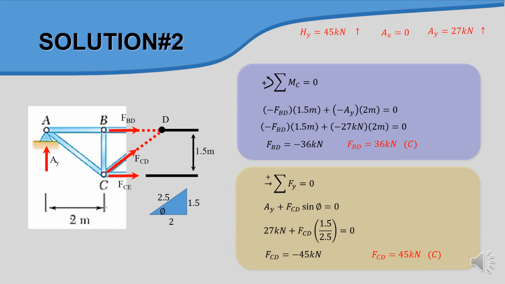Finally, we get the value of FCD by using the whole structure, with net force equal to 0 in the y-axis. In this case, two forces are involved, AY and FCD. For FCD, you need to get the y component by using sin theta equal to 1.5 divided by 2.5. Finally, you obtain the value of FCD equal to negative 45 kilonewton, so the correct value is 45 kilonewton in compression.